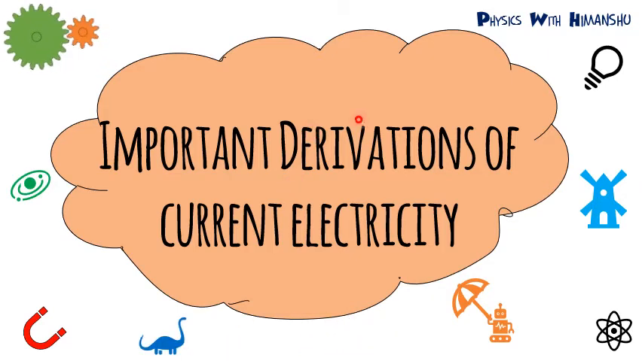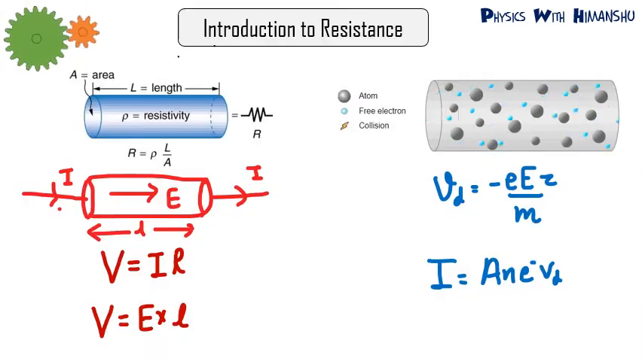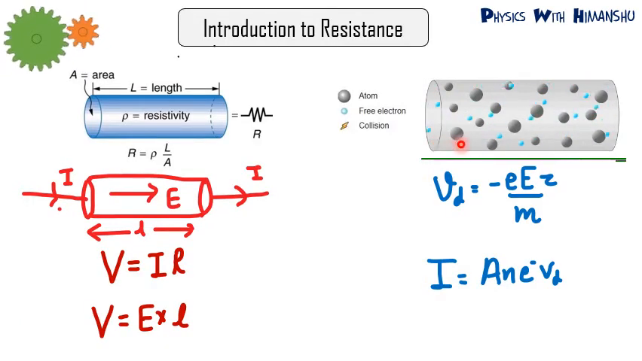So let's move forward. First, let us discuss what we have already read. Like we have already derived Ohm's law, that is V is equal to I into R. So V is potential difference, I is current in the wire, and R is resistance. Similarly, current will only flow if there is an electric field in a wire, and potential difference is also equal to electric field into length. This formula we have already derived.